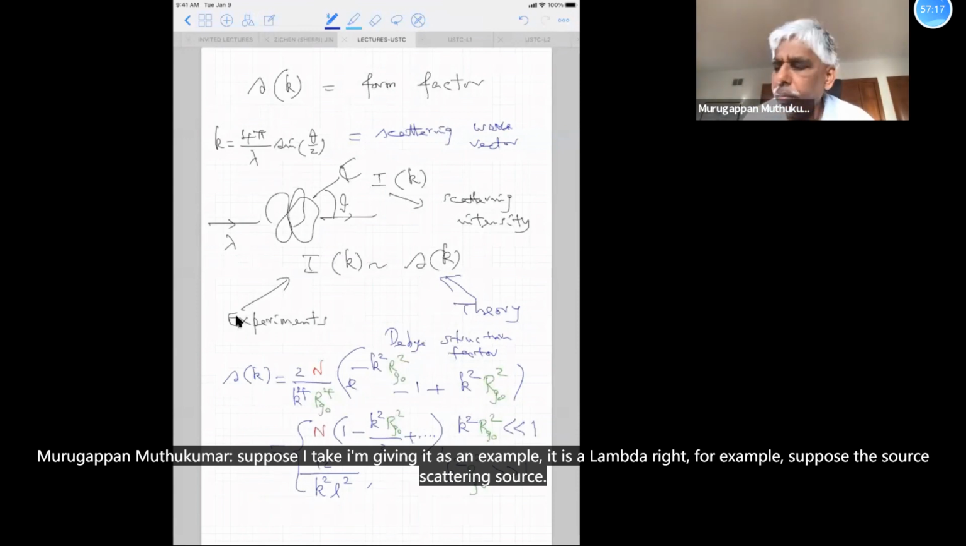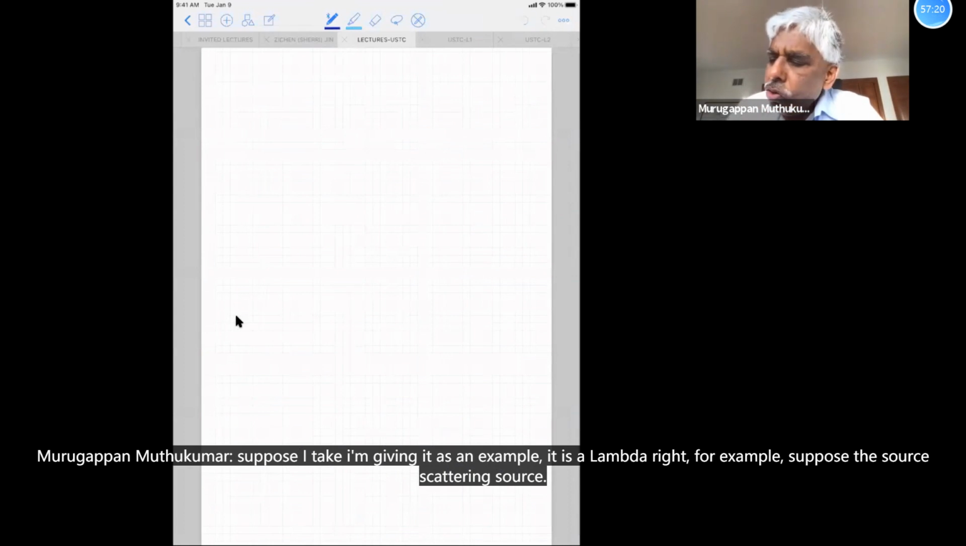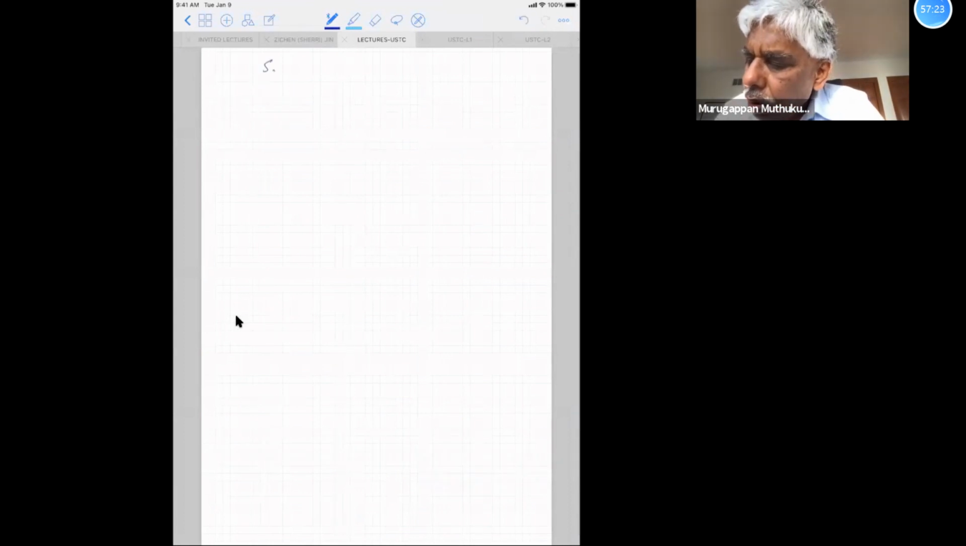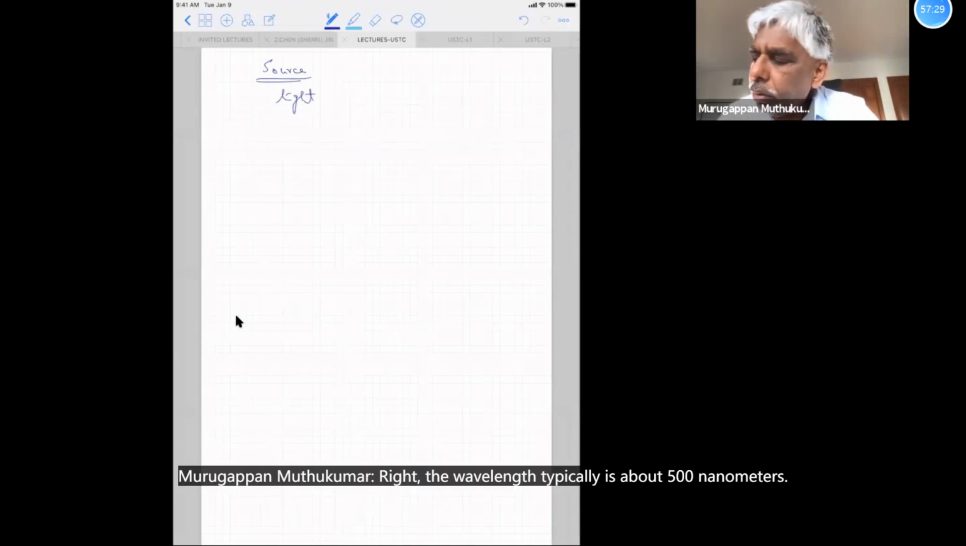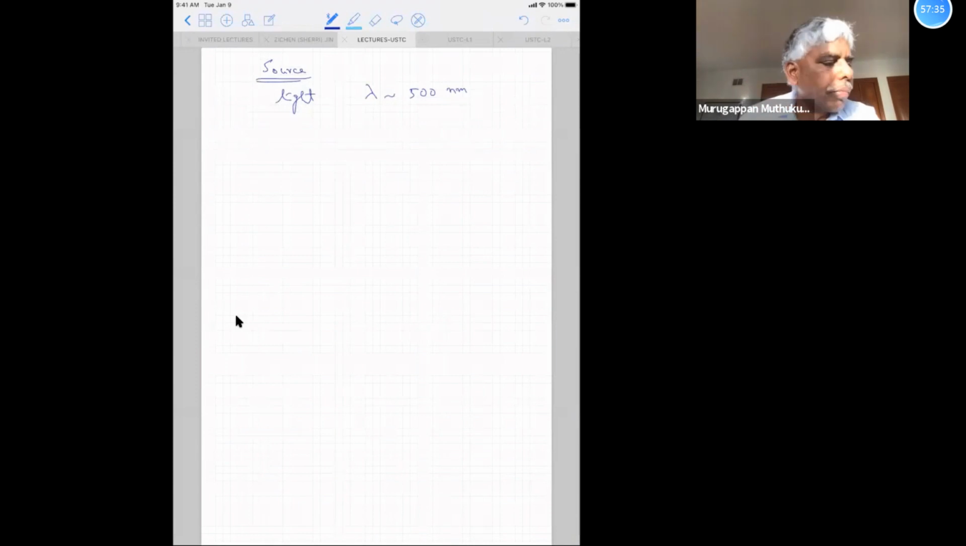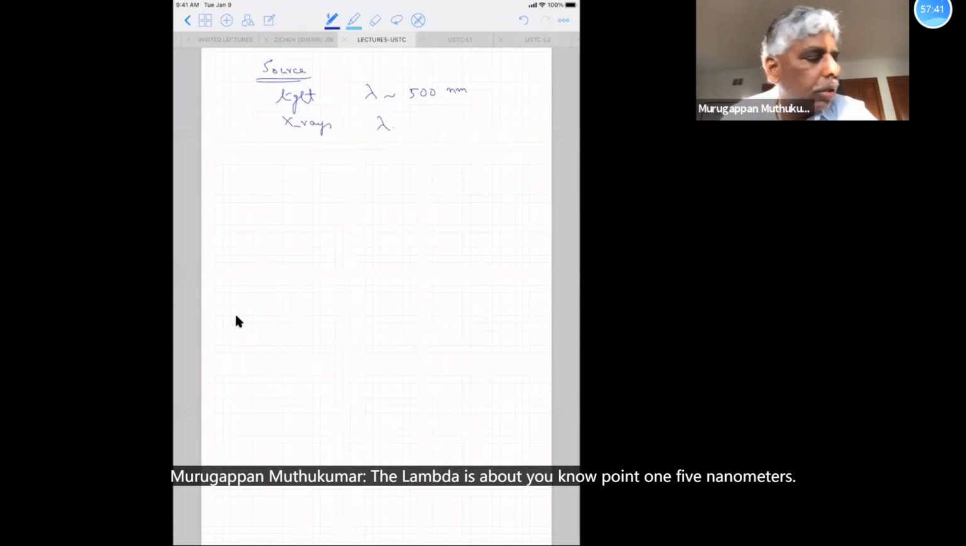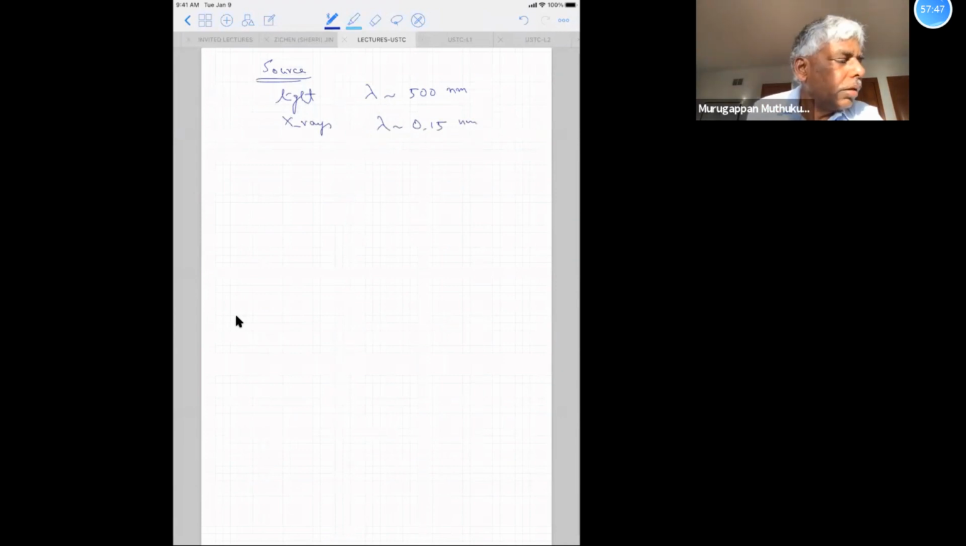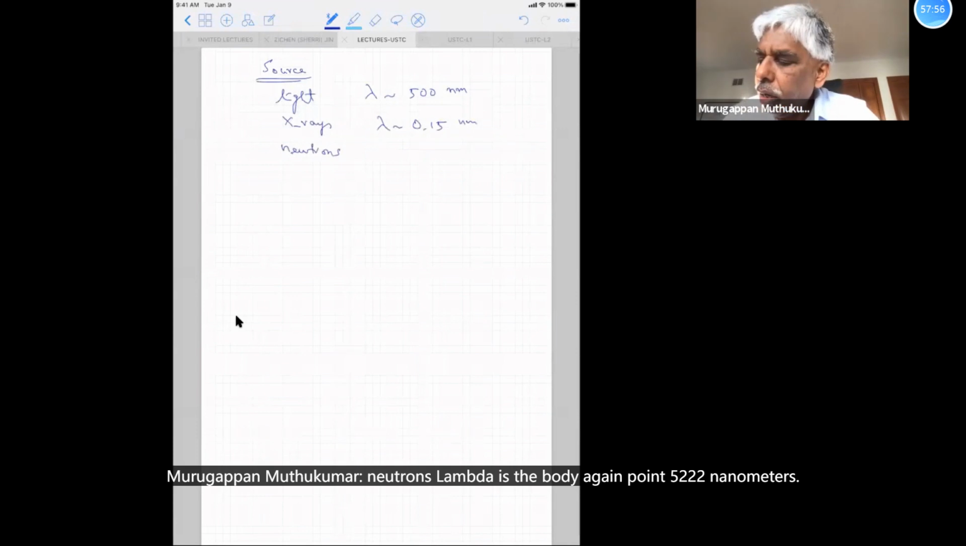Here is a lambda. For example, suppose the scattering source is light. The wavelength typically is about 500 nanometers. And if it is X-rays, the lambda is about 0.15 nanometers. And if it's neutrons, lambda is about, again, 0.5 to 2 nanometers.